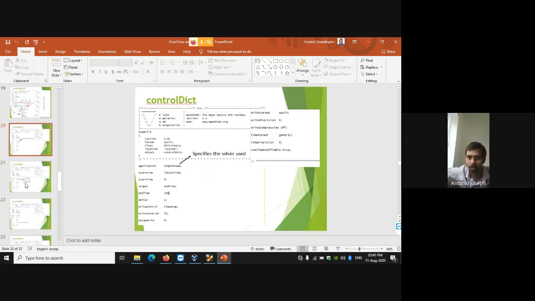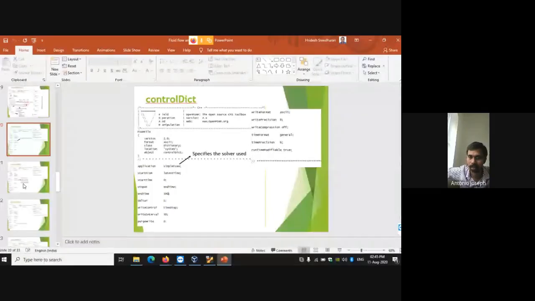now we are specifying the solver. So the solver is specified here, application. In the place of application, we are giving simpleFoam. That means the solver that we are using is simpleFoam. If we are using icoFoam, we can specify it as icoFoam.